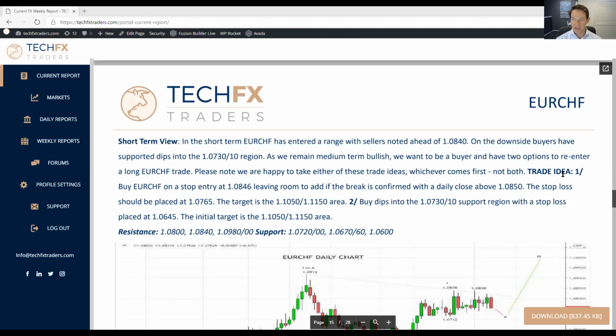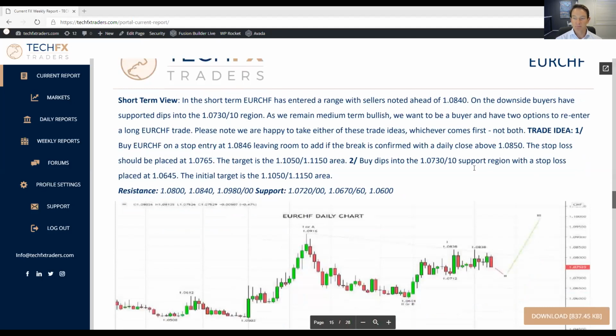So for example, in this Euro Swiss analysis, you can see there's two ideas and it is either or. So whichever comes first, not both. So in a nutshell here, we're looking to buy Euro Swiss if it was to break above these highs here, 108.38-ish, we would enter on a stop entry. So we only want to go long in this example if Euro Swiss was to break above 108.45-ish. And we would add to that position if the daily close was above 108.50, i.e. if it confirmed the break.